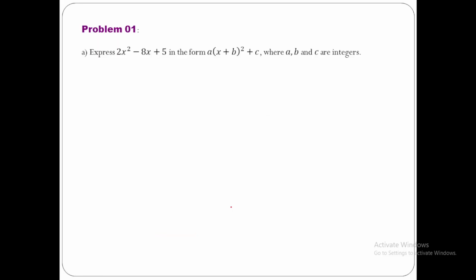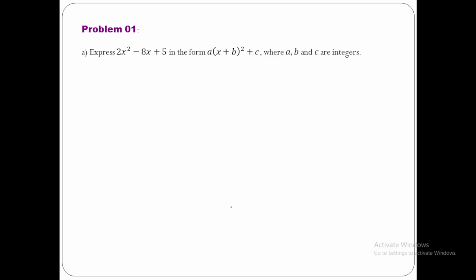Problem 1. We have to rewrite the given expression 2x squared minus 8x plus 5 in the form of a times (x plus b) the whole squared plus c, where a, b, c are integers. Before we start the session, we can discuss some basic concepts. This form, a times (x plus b) the whole squared plus c, is the so-called vertex form of the quadratic equation, and the vertex is minus b comma c.